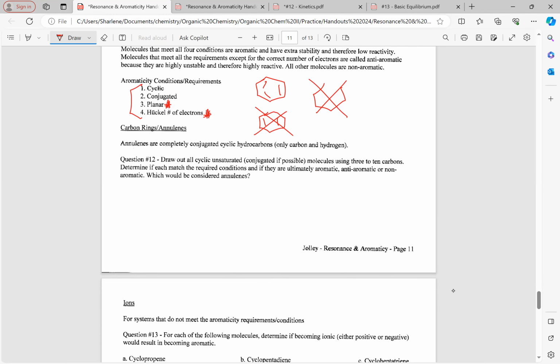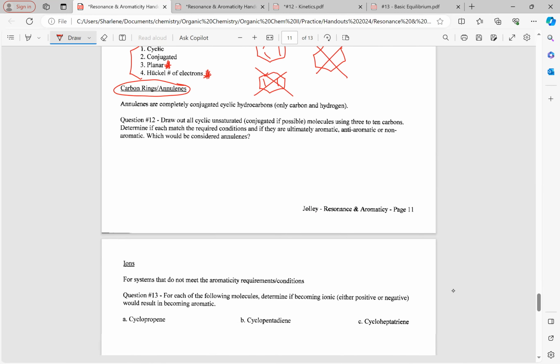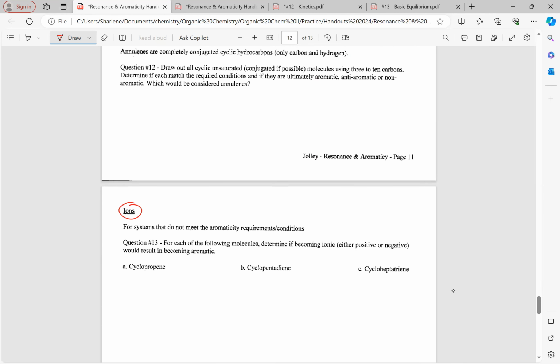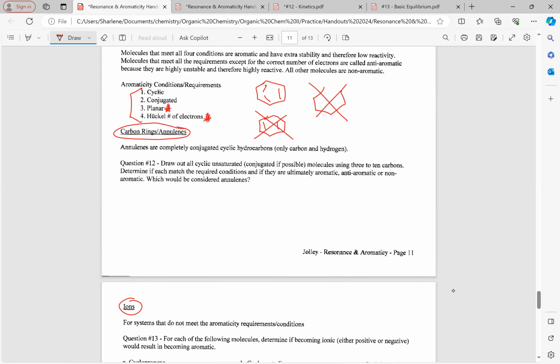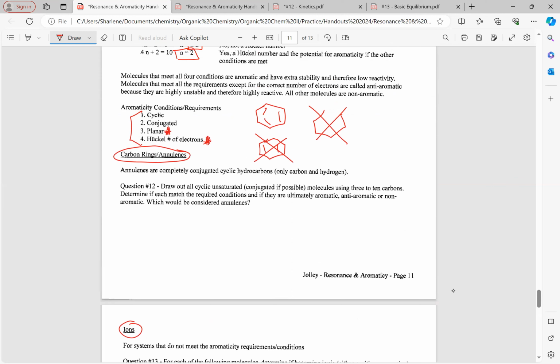Now, before I show you some examples, I'm going to tell you about the variations. We can have complete carbon rings, also called annulenes. We can have ions, and we can have heterocyclics. And this video is just going to talk about our carbon rings, or annulenes.